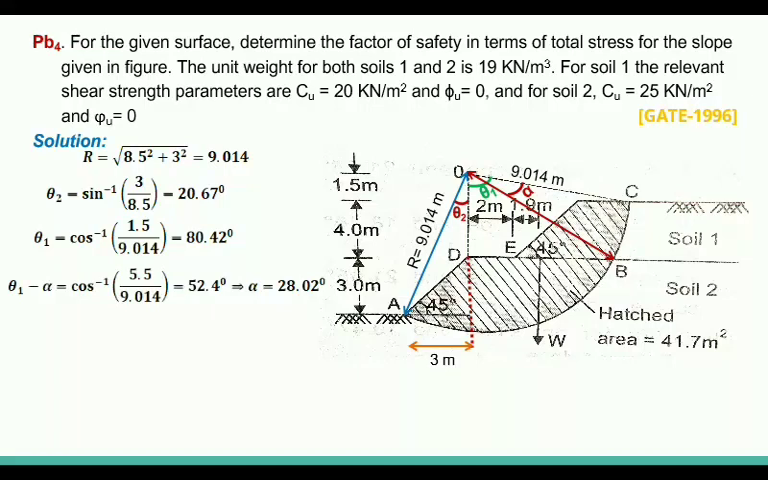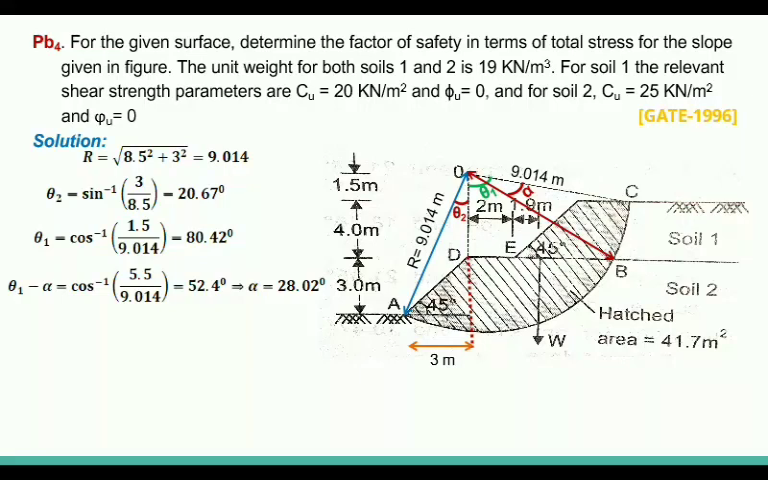Now the angle DOB would be theta 1 minus alpha. The length of OD is 4 plus 1.5, that is 5.5, and OB is the radius. OA, OB and OC are the radius of the slip circle, so they are the same. So we can calculate theta 1 minus alpha by taking the cos inverse of 5.5 divided by 9.014, which is equal to 52.4 degree.